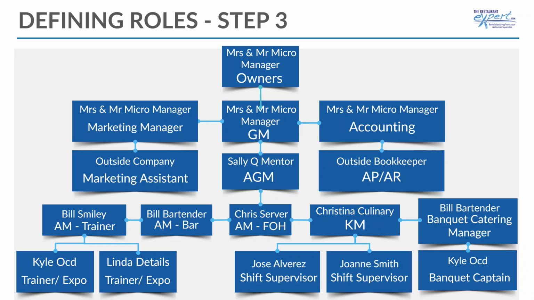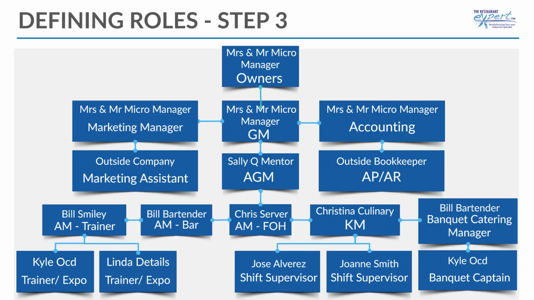As we come down, we've got an outside marketing company. We have Sally Q Mentors, the AGM. We have a bookkeeper underneath who's in charge of accounting. Then we've got our trainer, our bar manager, front of house manager. That's Bill Smiley, Bill Bartender, Chris Server. Christina Culinary is our kitchen manager, and we have Bill Bartender. Notice Bill Bartender is now in 2 positions. He's also filling in as the banquet catering manager.